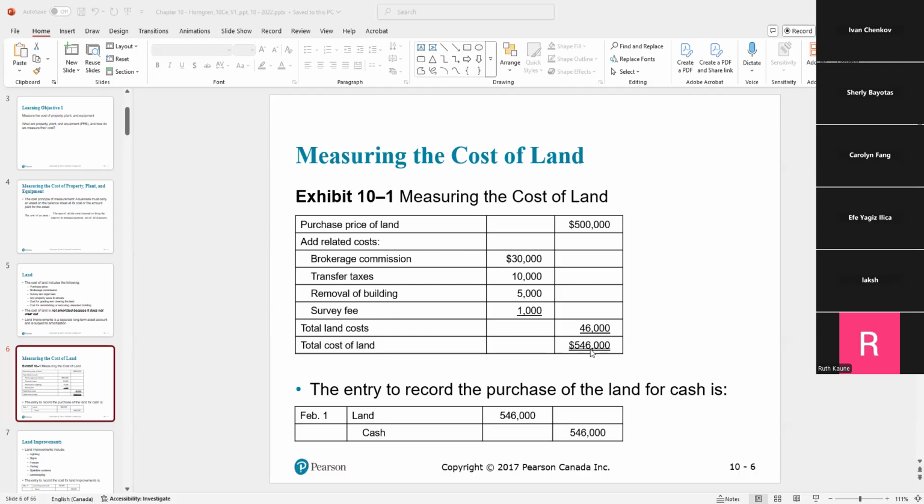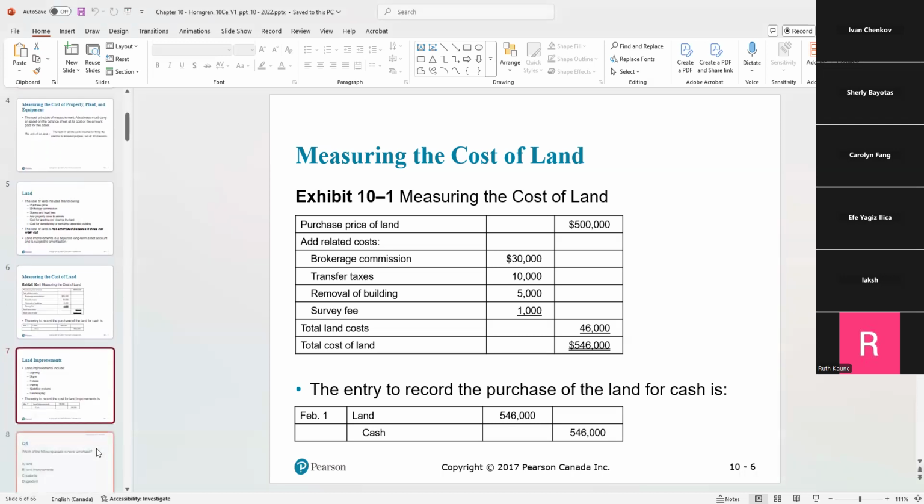So again, you're doing this calculation to find only one thing. How much is the value of the land? How much you pay, sorry, not the value. How much is the cost of the land? And that cost will be part of your journal entry, debit land, credit cash, in this case. Let's see now land improvement.